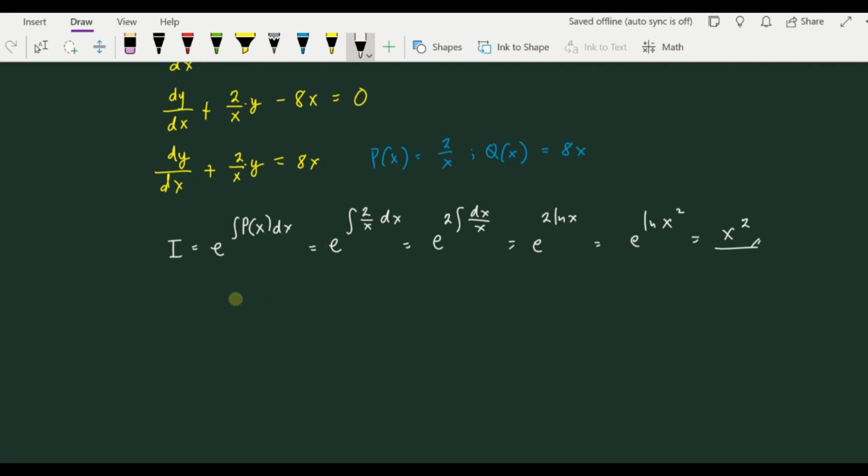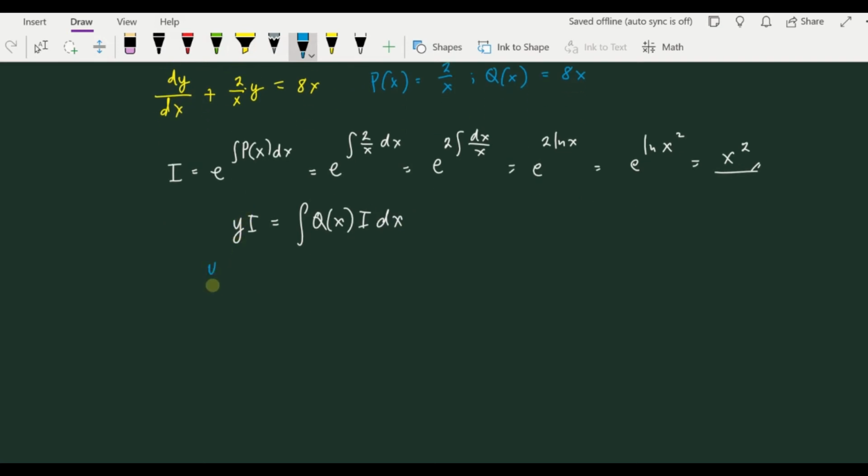Okay? Then, balik tayo dun sa general solution na y times I is equal to, ano ulit, yung ating general solution, integral of q of x times I dx. Okay. So, nangyayari lang dyan, substitute lang natin. So, we have y times integrating factor, so x squared equals integral of q of x natin is 8x. So, 8x times x squared dx. So, we have x squared y equals integral of 8x cubed dx.